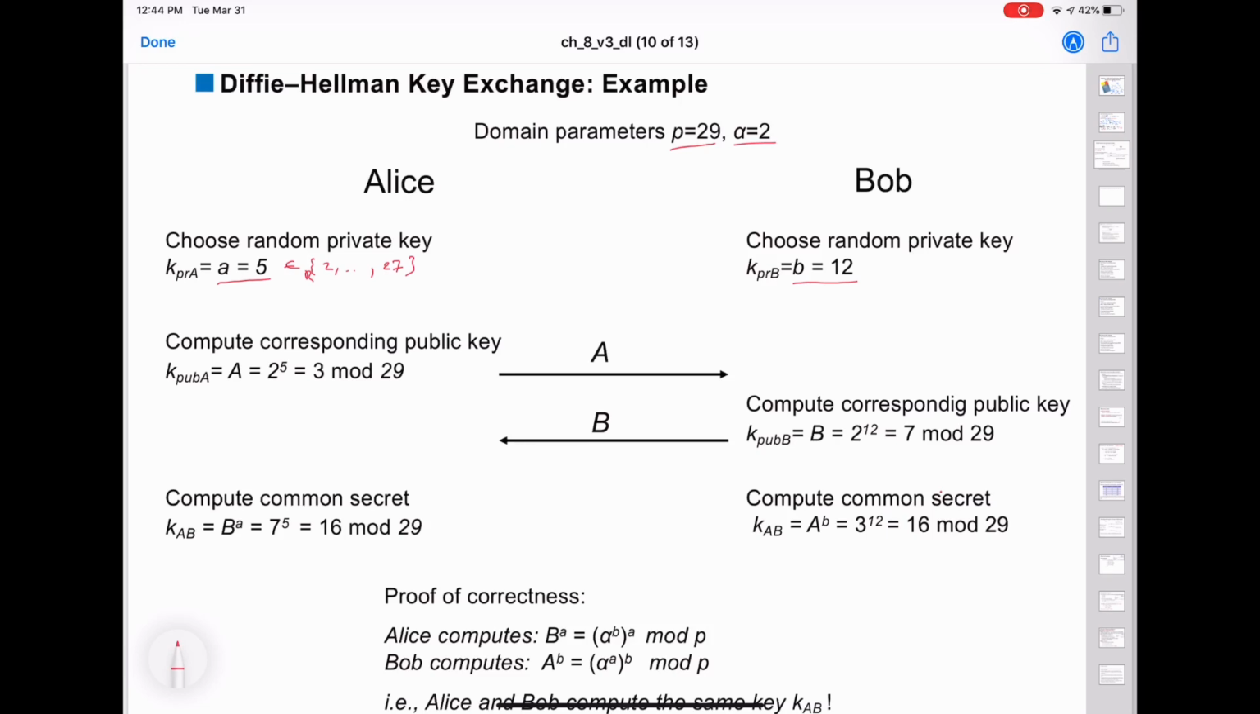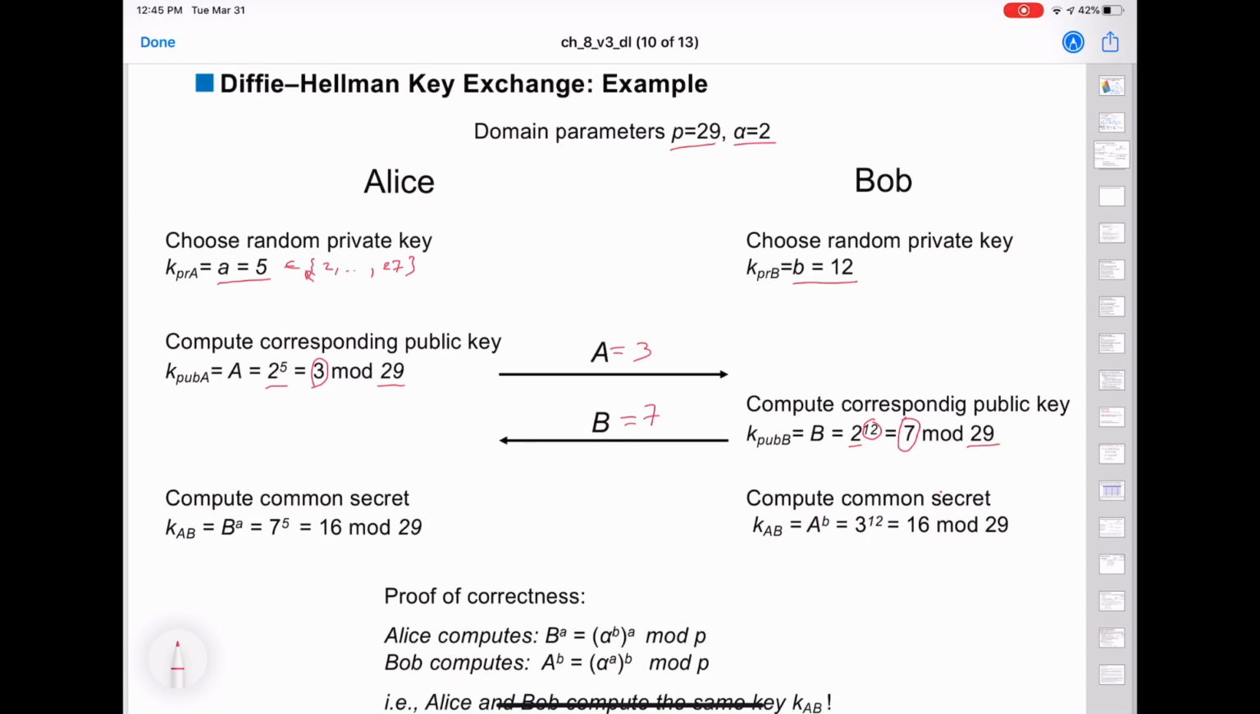Alice is mixing her colors. How is she mixing? She's taking 2 to the power 5 modulo 29, and this gives 32. Subtract 29, it's going to give 3. So Alice is sending A, capital A in here is 3, and Bob is also mixing his color. He's taking the base 2 to the power of 12 modulo 29, and he got, actually this is 7, and he's sending his own public color, which is 7 in here.